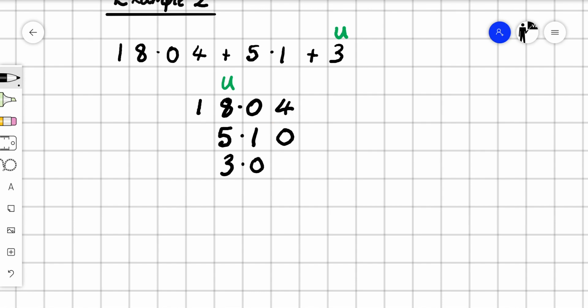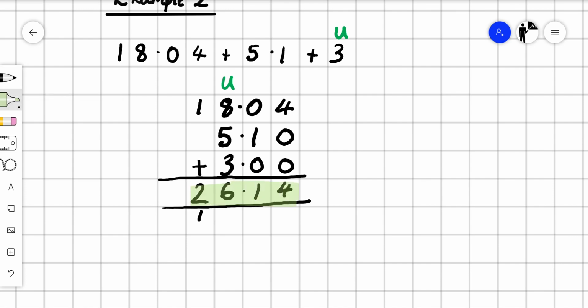This is 3.00 because that just means 3 units, 0 tenths and 0 hundredths. It's important to add zeros in after the decimal point. Before the decimal point, it's not that important. So we're then just going to add 4 plus 0 plus 0, 0 plus 1 plus 0, 8 plus 5 plus 3 is 16. Carry that 1, 1 and 1 is 2. 26.14. That's quite close to what my estimate was. It's always good to have an idea of what you're expecting your answer to be.